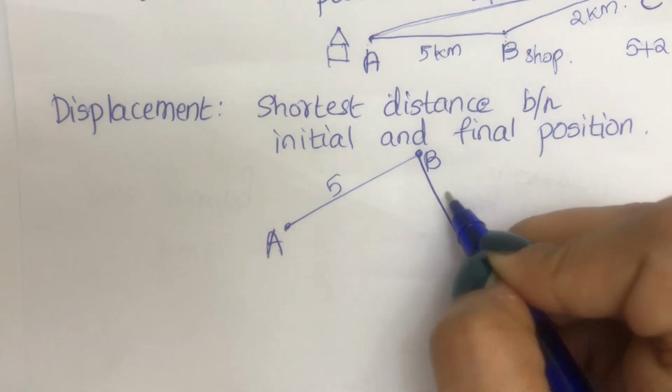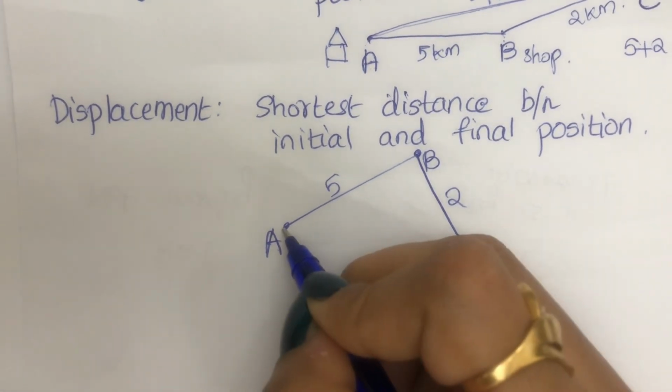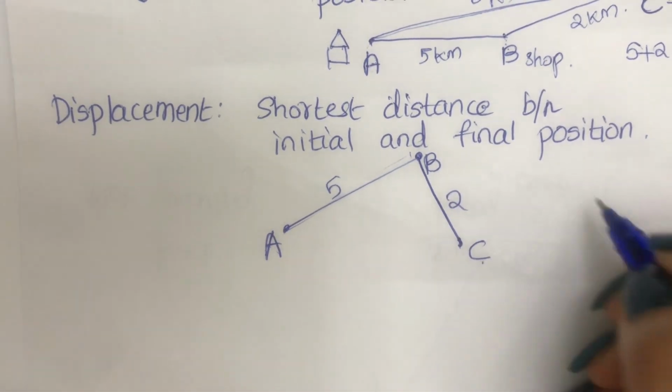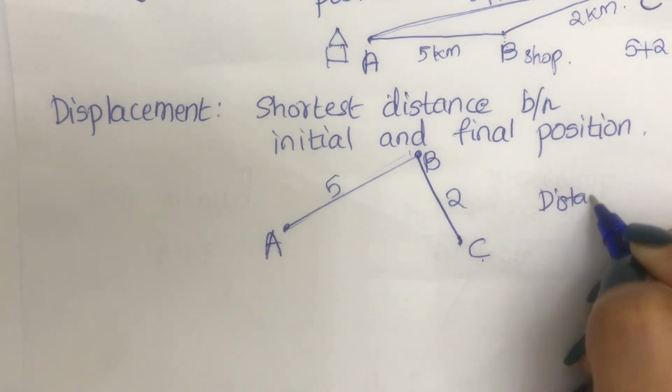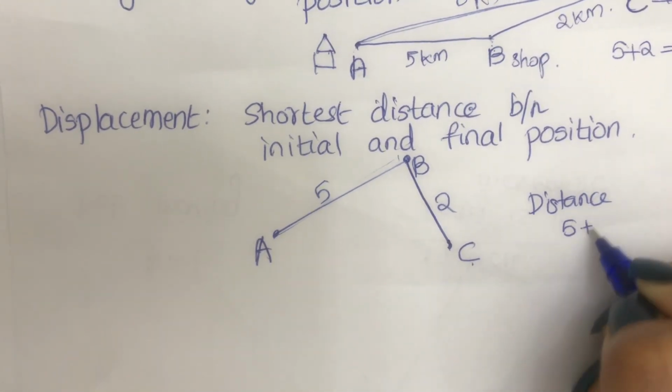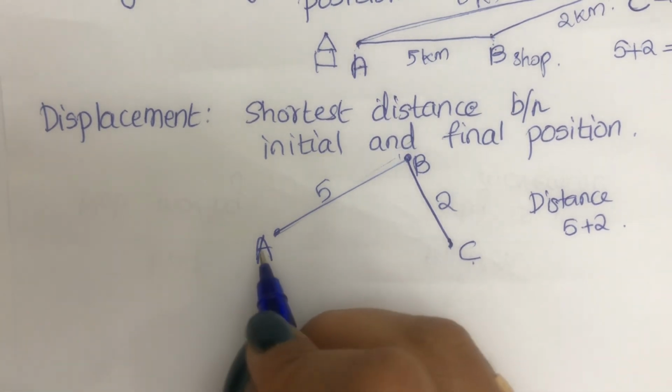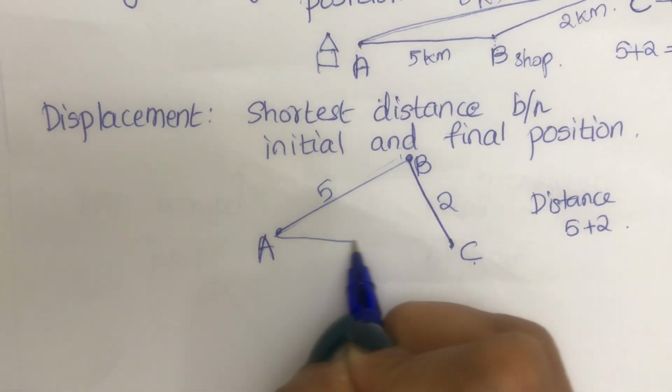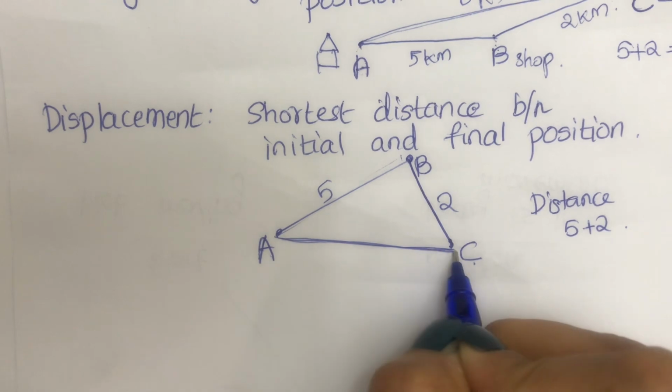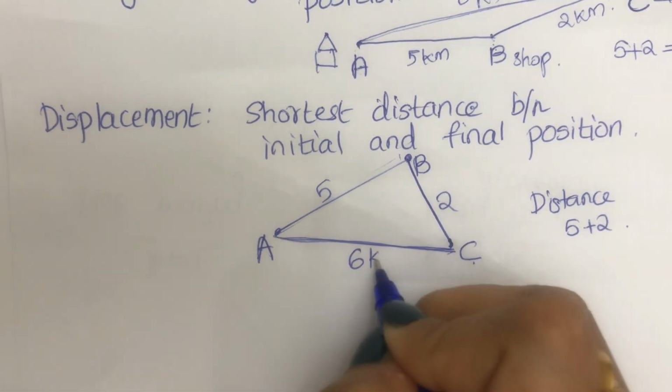This is 5 and this is 2. Distance here is 5 plus 2. And now what is displacement? Displacement from A to C. See, it is 6 kilometer.